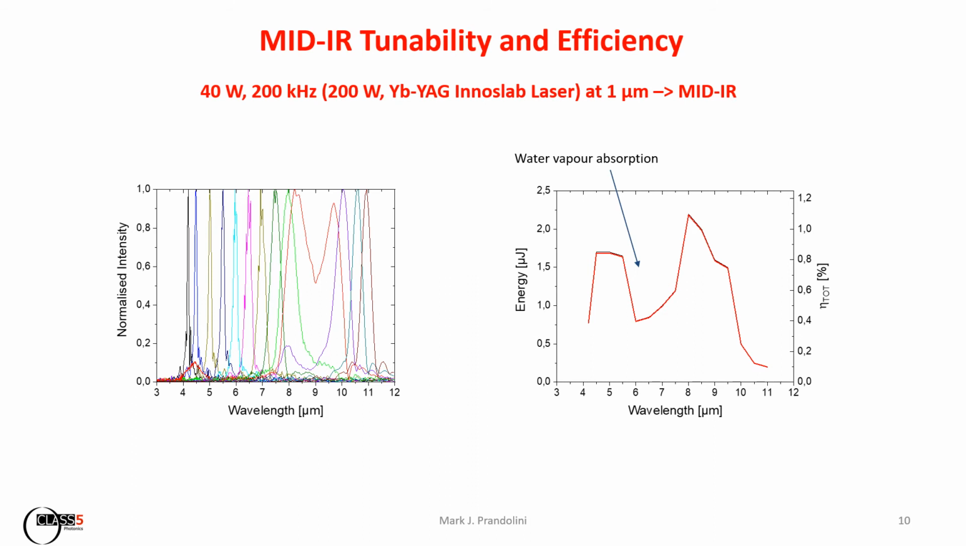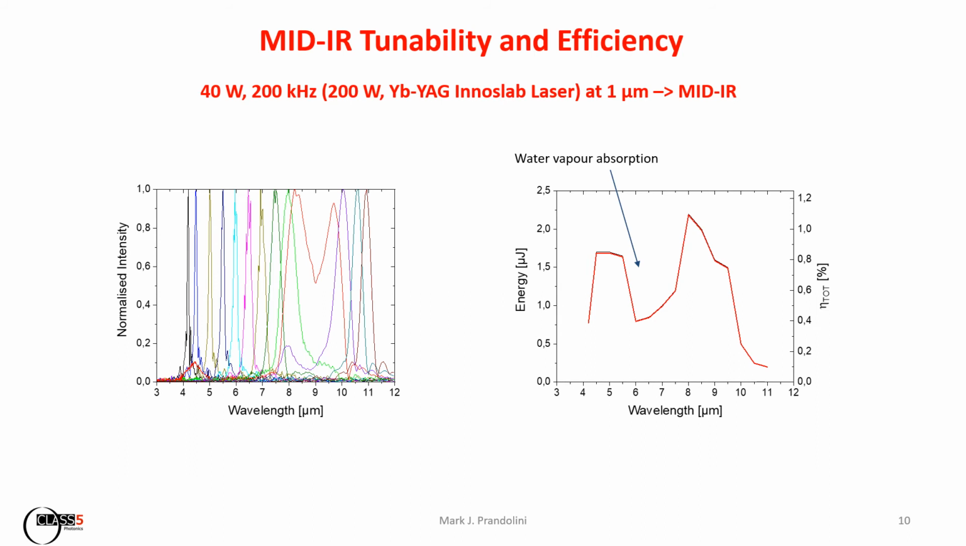I will now demonstrate the potential of our high-power mid-IR laser design. We had available a 200-watt ytterbium YAG InnoSlab laser with an output at 1 micrometer. We scaled the laser down to 40 watts at 200 kilohertz, and using LGS as the DFG crystal, we achieved the following tuning curve, which was tunable from 4.2 to 11 micrometers, with a broadband signal between 8 and 9 micrometers.